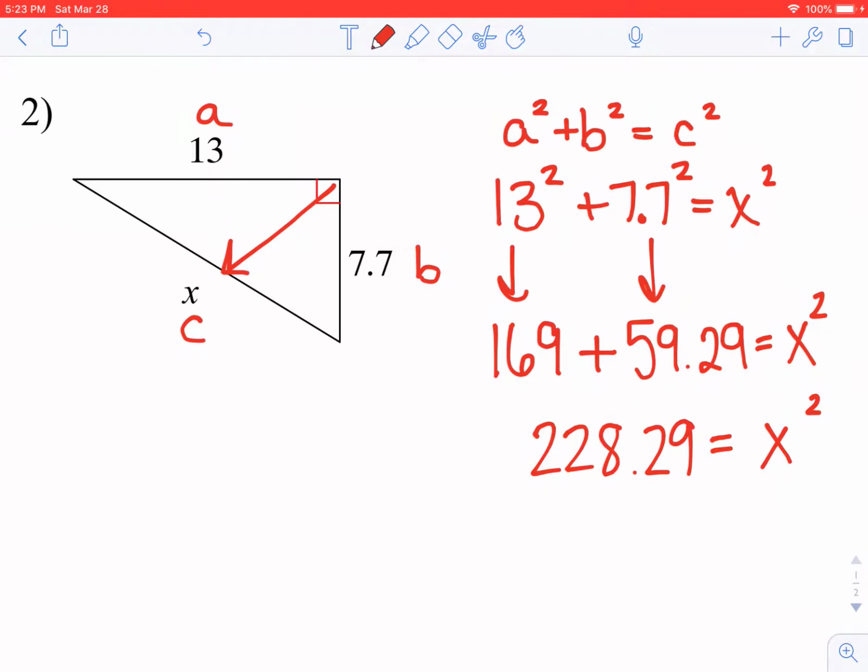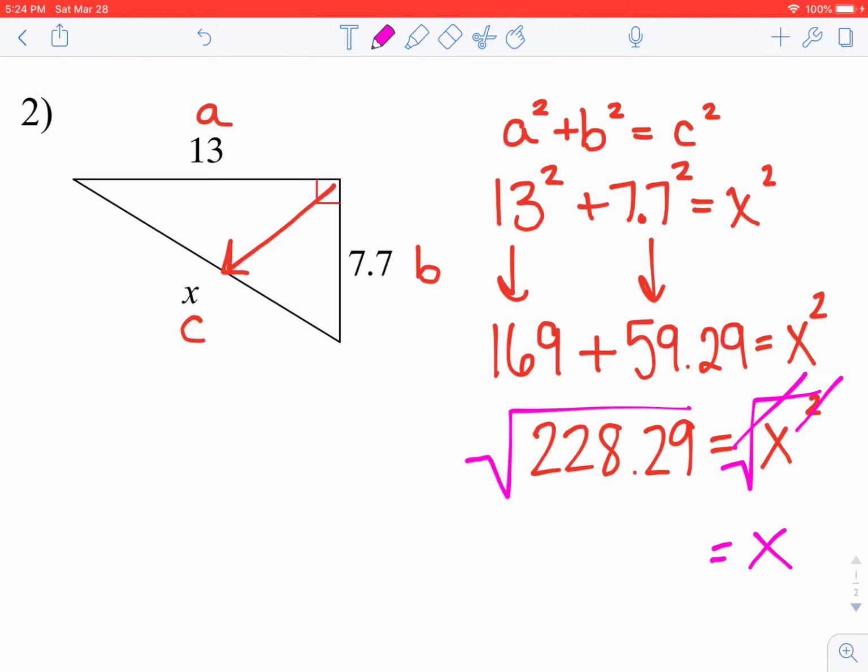Now, I'm not looking for x squared. I want x. So I'm hoping that many of you, if not all of you, remember that the last step that I have to do is actually get rid of that exponent of 2. To do that, I do the inverse operation, which is taking the square root. Exponents of 2 and square roots are inverses of each other. What I do to one side, I do to the other. These are going to cancel out, and I'm just going to be left with x.